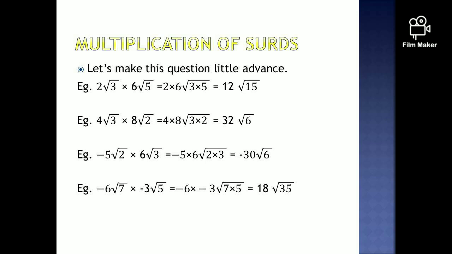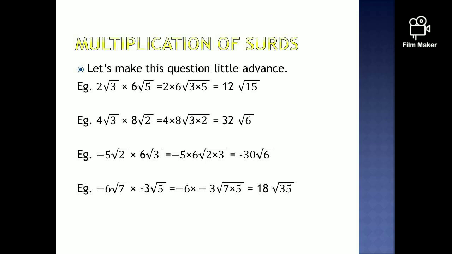If you want to multiply 4 root 3 by 8 root 2, the terms outside the square root are 4 and 8, that is 4 into 8. The terms within the square root would be 3 and 2. Therefore, you can multiply 3 into 2 within the square root. With that, you can write 32 root 6.